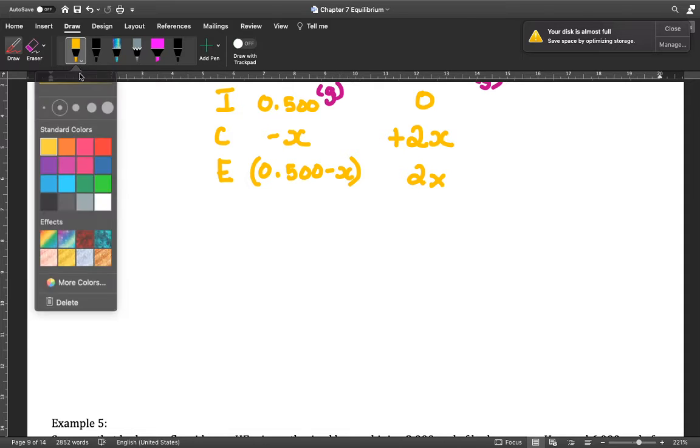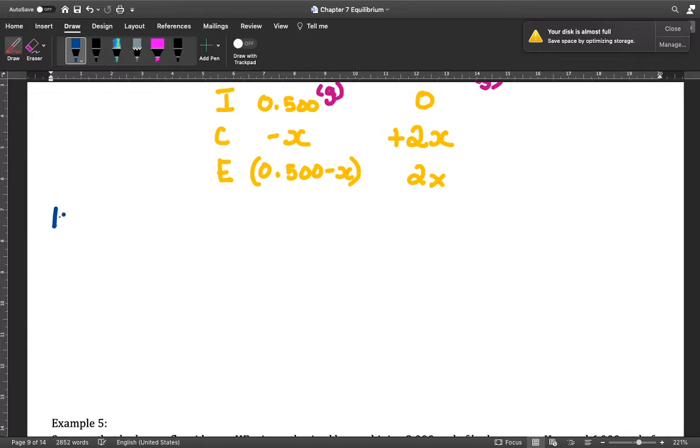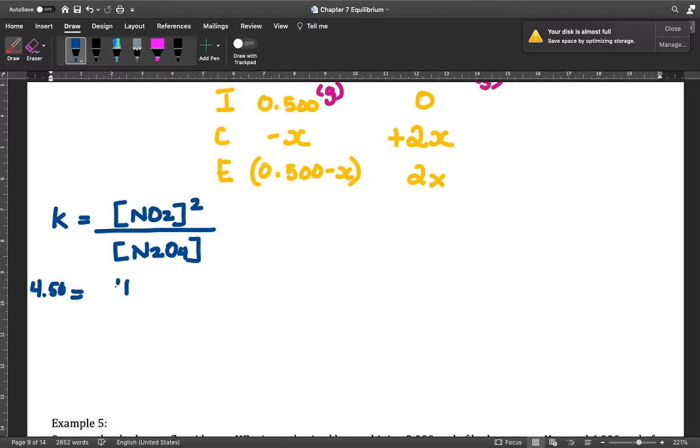So let's write our general formula down. The concentration of the products, NO2 to the power of 2, divided by the concentration of our reactants, N2O4. And then we just plug in our expressions to see where that gets us. So I know my k value, so I'm going to write that in as well. So 4.50. NO2 squared, so 2x squared. And that's going to be 4x squared, right? Because 2 is going to be squared to make 4, and x is going to be squared to make x squared. And in the denominator, I have 0.500 minus x.